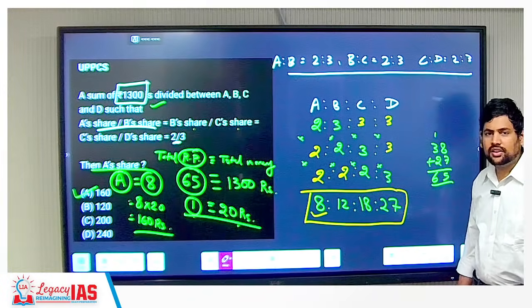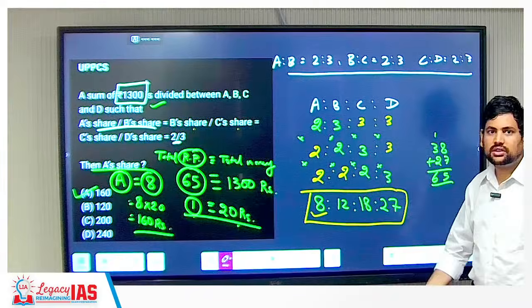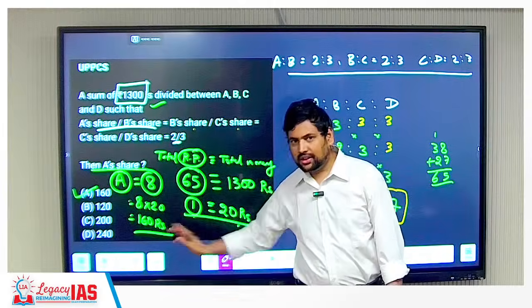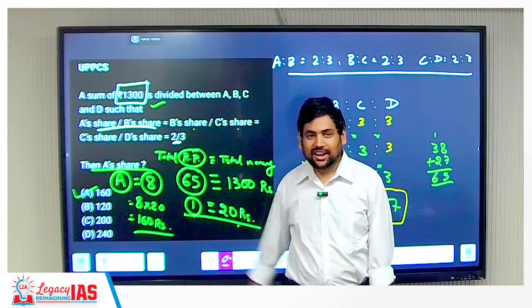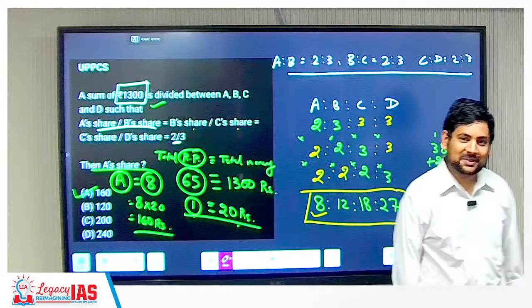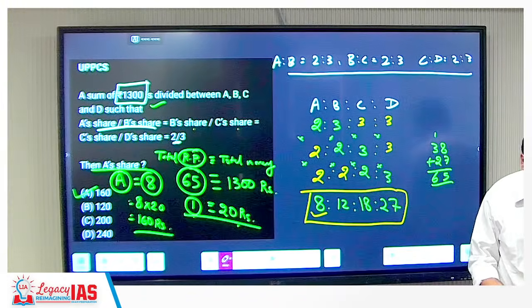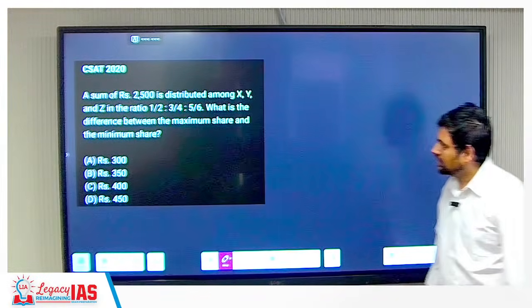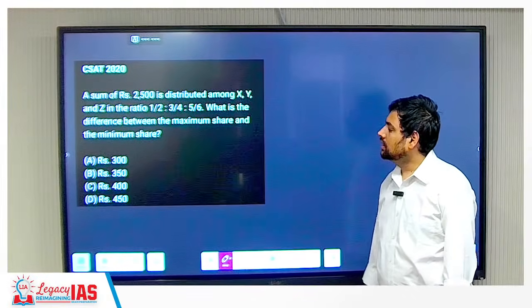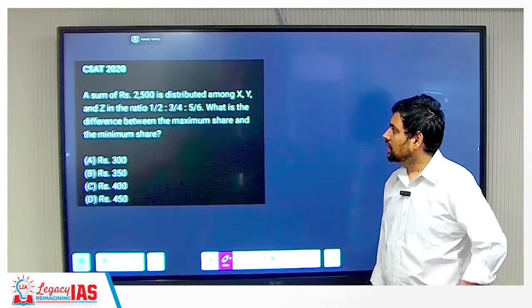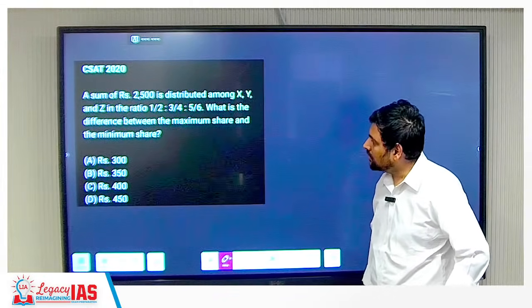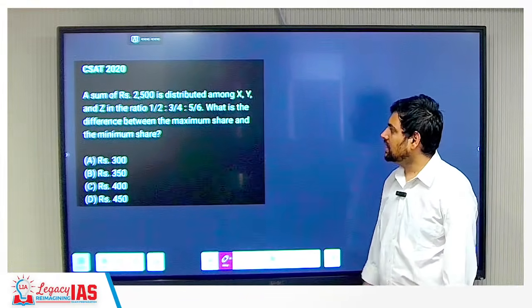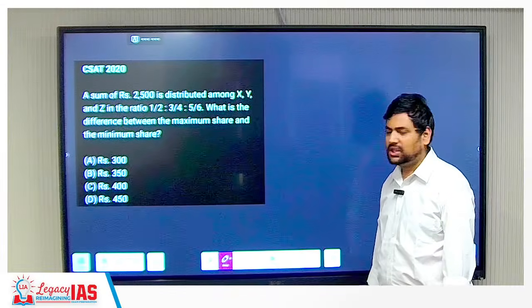Understood? Simple. So this is how you need to think: these many ratio points are there, what is the value of one ratio point, and from that you calculate whatever is asked in the question. Understood? Now, let's see this. A sum of rupees is distributed among X, Y, and Z in the ratio 1/2, 3/4, 5/6. What is the difference between the maximum share and the minimum share?